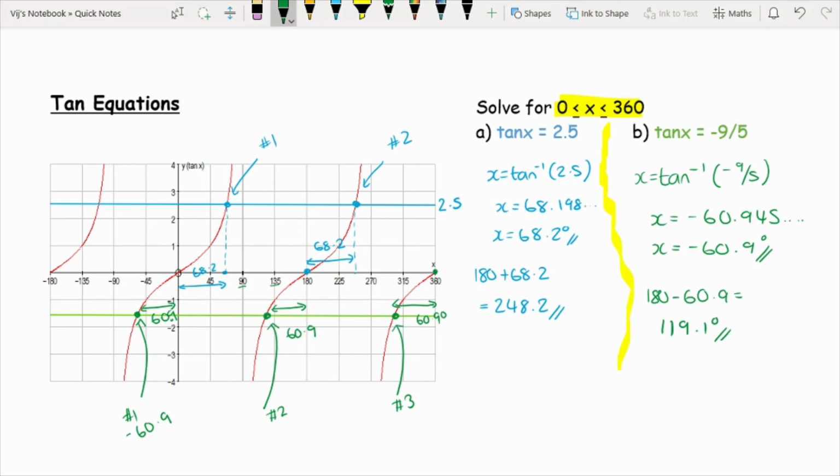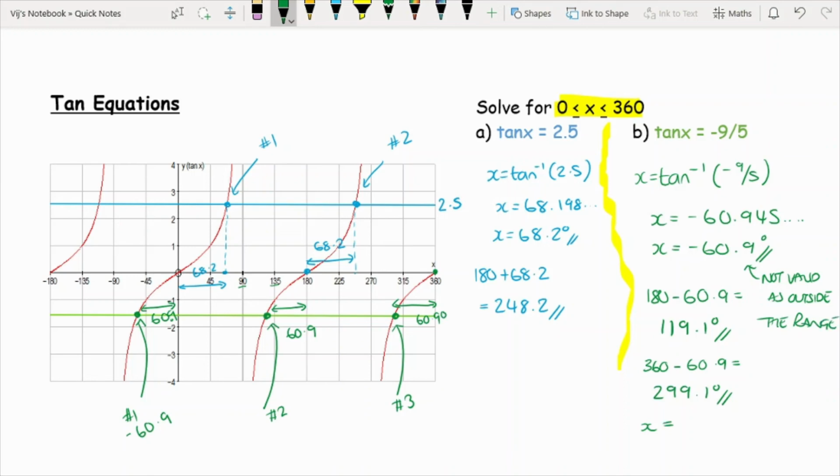So to find this angle, what I need to do is 360 minus 60.9, and I type that into my calculator, in which it gives me an answer of 299.1 degrees. Now in terms of the final answer for this, although I found 3 angles, this one is not valid as it's outside the range. But it's worth still including in your working out because I've used that 60.9 to find my angles that are within my given range.